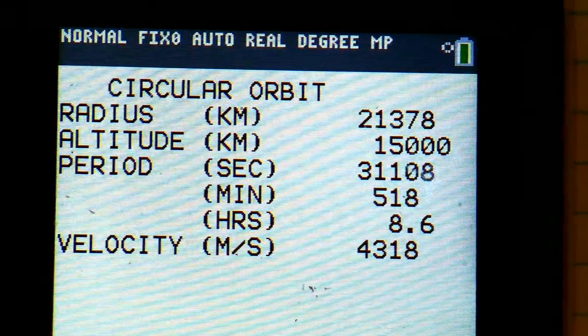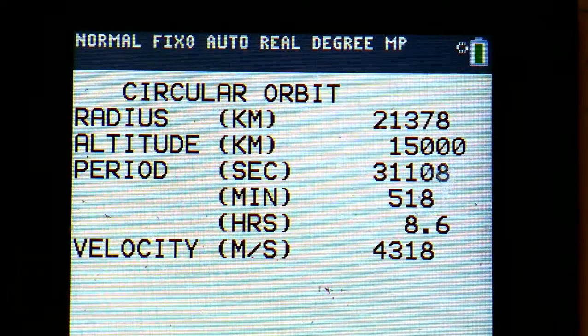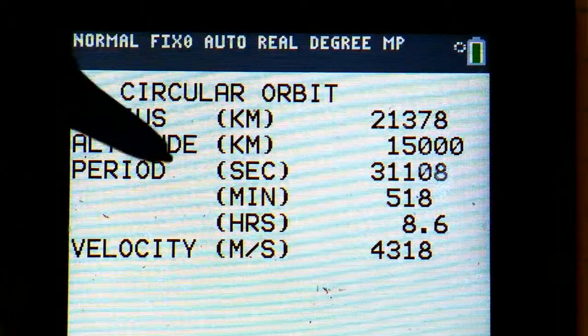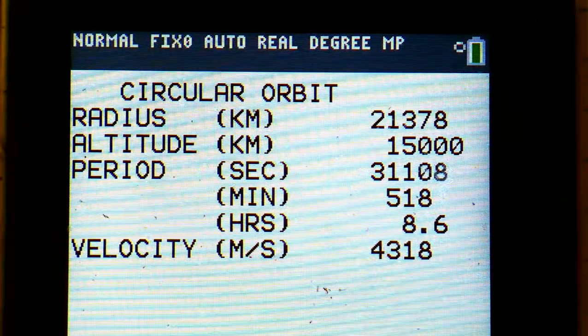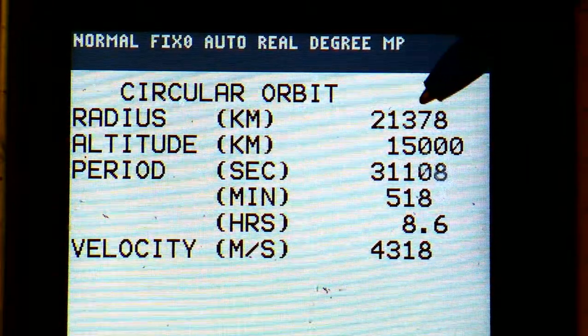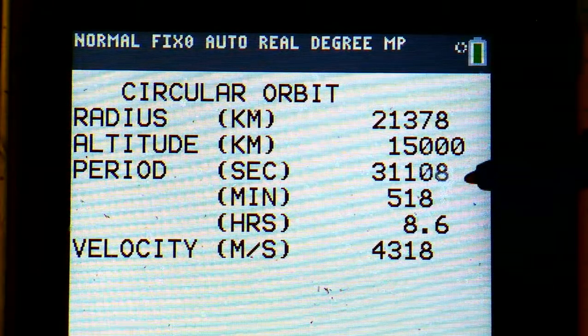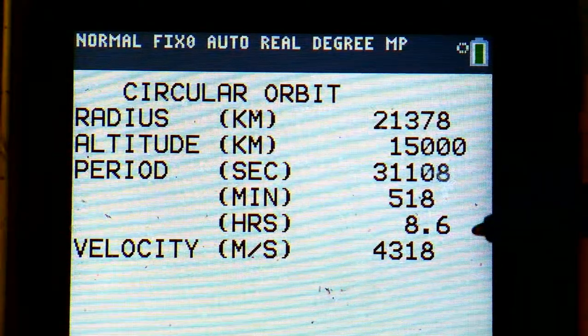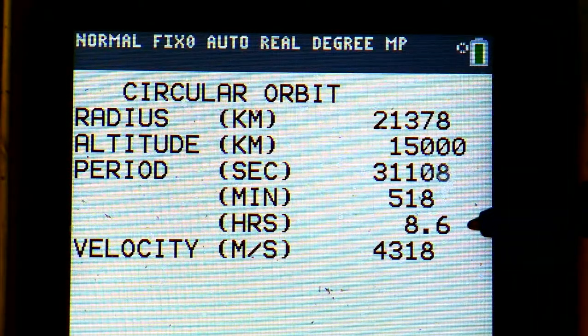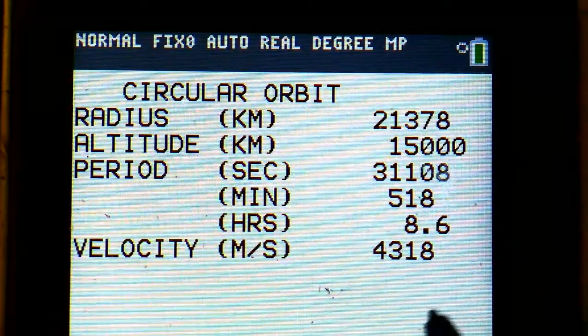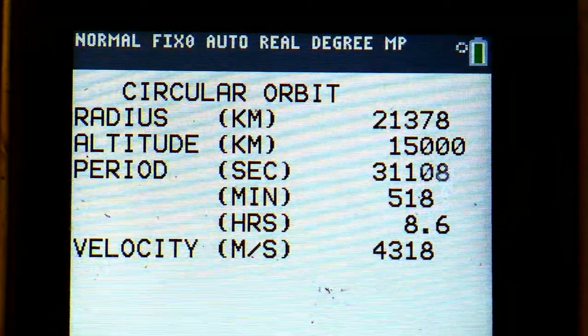Here's all the information. Here are the answers. The altitude is 15,000 kilometers. The radius is 21,378 kilometers. The period of time, 31,108 seconds, which corresponds to a little over 8.5 hours. And the orbital speed is 43.18 meters per second.